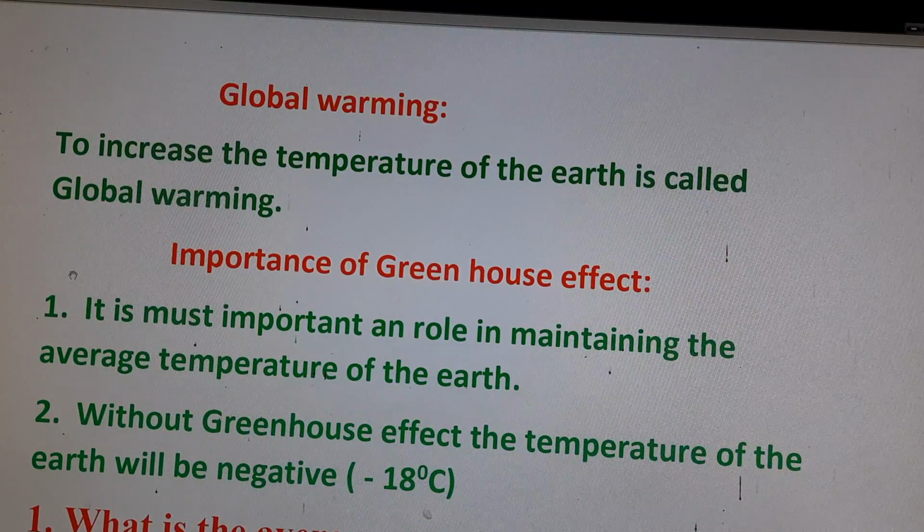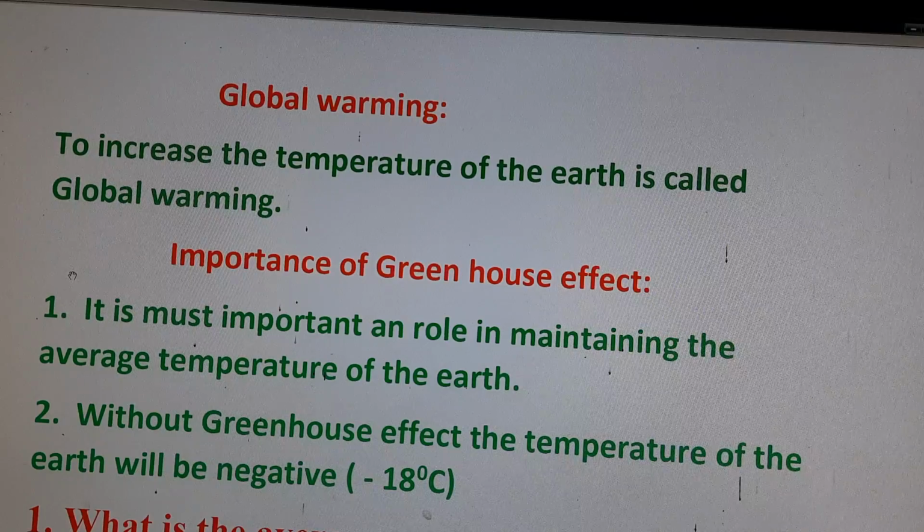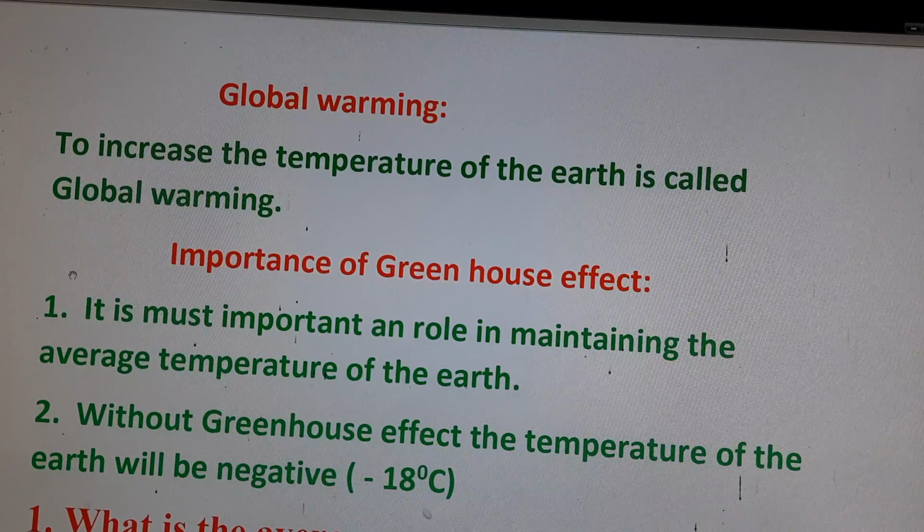The next one is global warming. When the sun's rays are incident on the earth's surface, the temperature of the earth increases. When the temperature of the earth increases, it is called global warming.